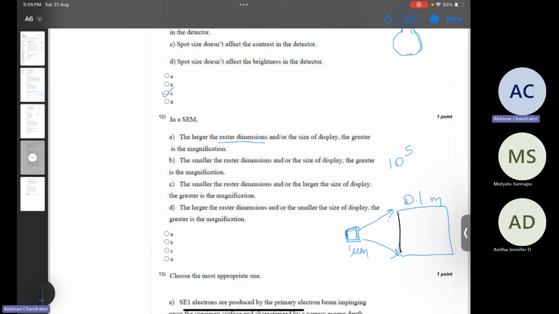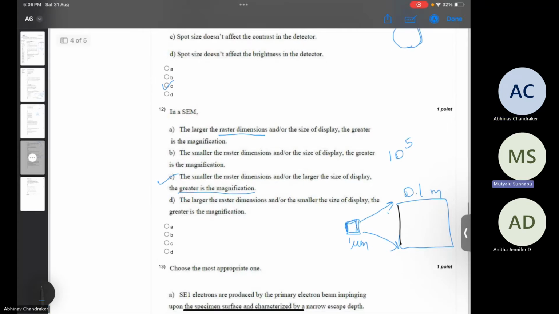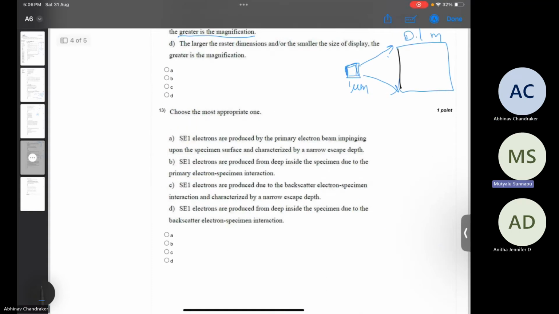So the correct answer should be: smaller raster dimension, larger display will lead to greater magnification, right? Because there is a small feature, you are zooming it up on a big screen, right? A very small area is being zoomed on a big screen. That means magnification is very high. Correct. That is the C.